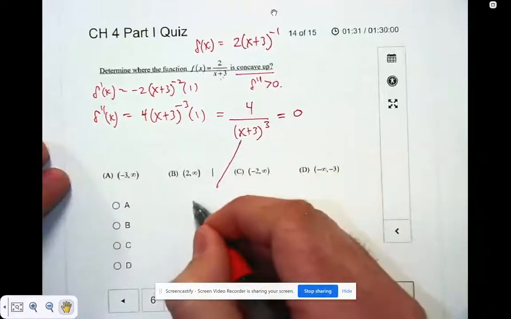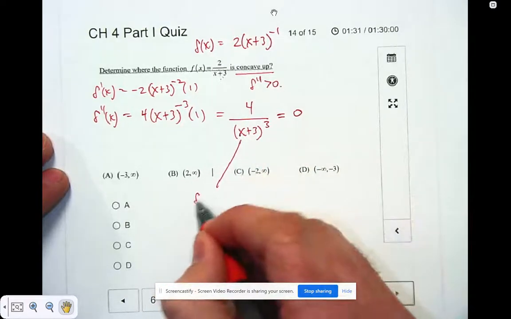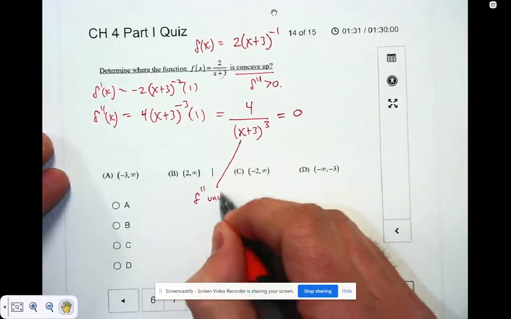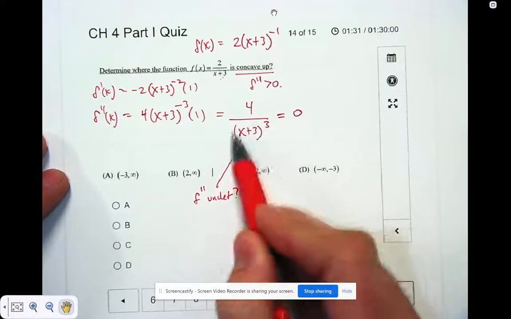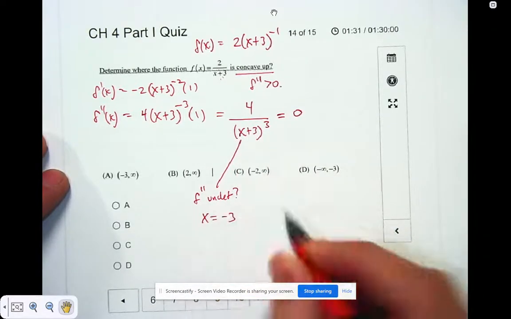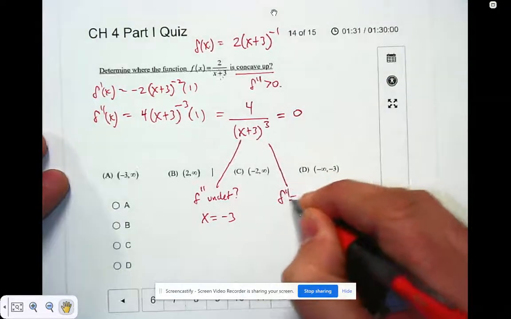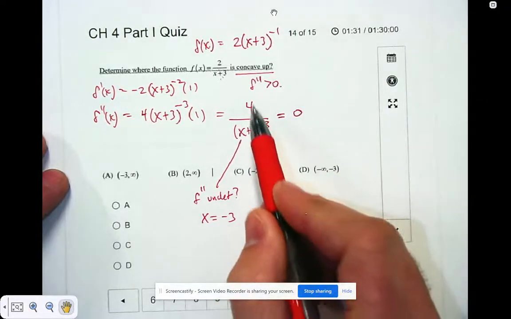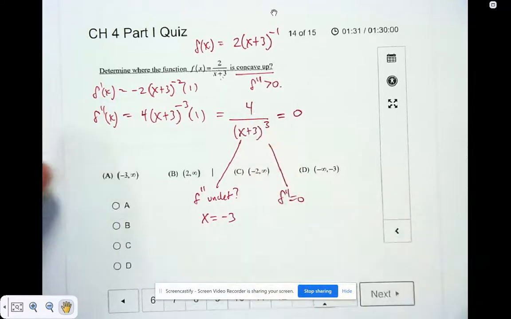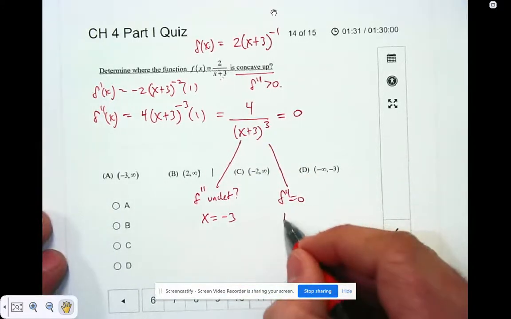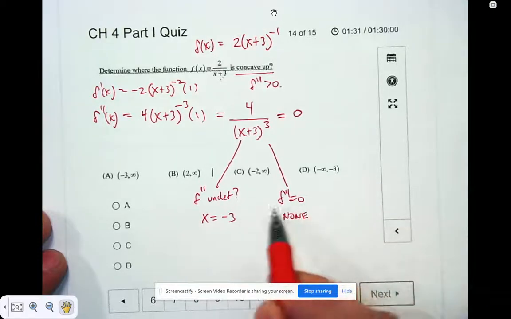So where is this thing, f double prime, where is it undefined? Remember, a fraction is undefined when the bottom is 0, which happens at negative 3. Where is f double prime equal to 0? Remember, a fraction is 0 when the top is 0. There's no variable there. 4 is never going to be equal to 0, and so you don't have any critical numbers that come from that.